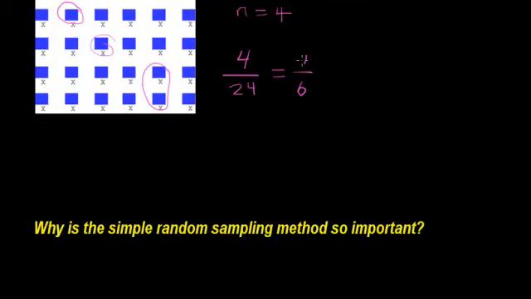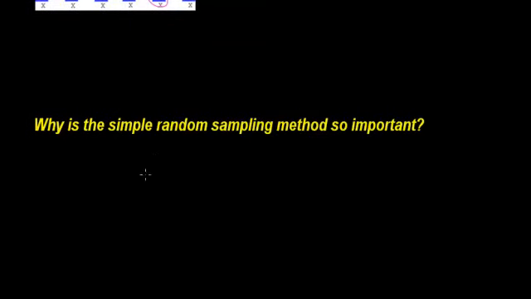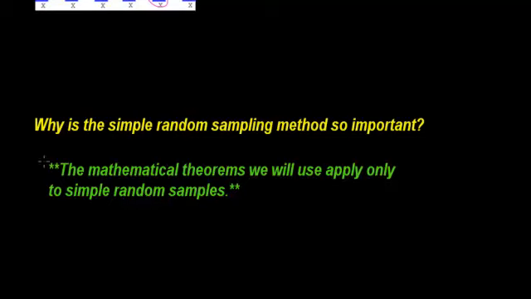I said we would conclude with some information about why simple random samples are important. So why is this so important? Well, of course, as I mentioned, we do want our sample to be representative of the population, and by choosing randomly, hopefully we achieve that. But the most important reason for using a simple random sample is that the mathematical theorems we are going to use apply only to simple random samples. So we have no option. If we're going to use the theorems that we will be using in the book, a simple random sample is required.